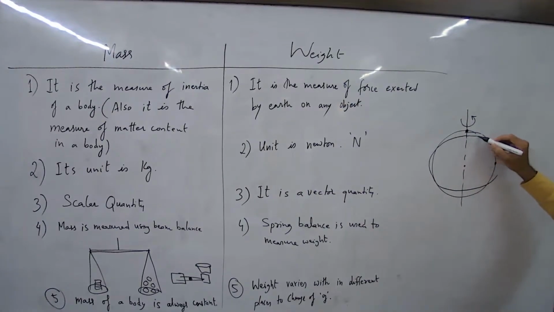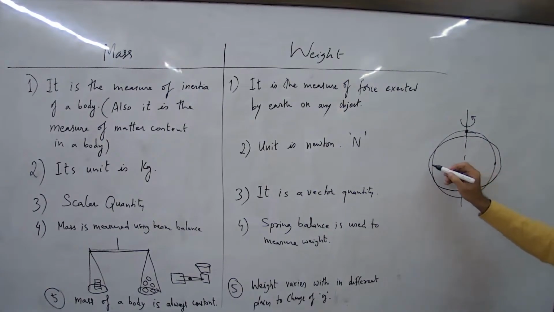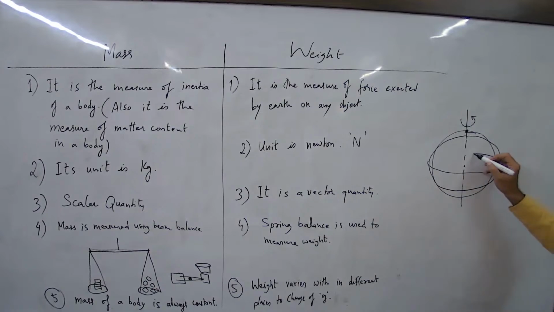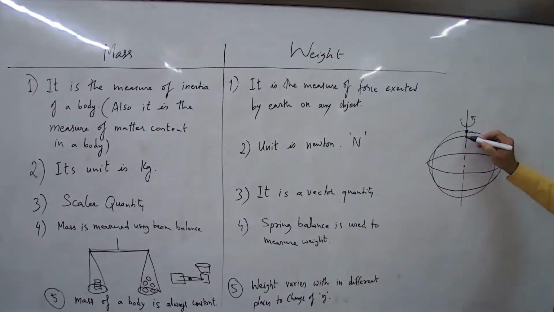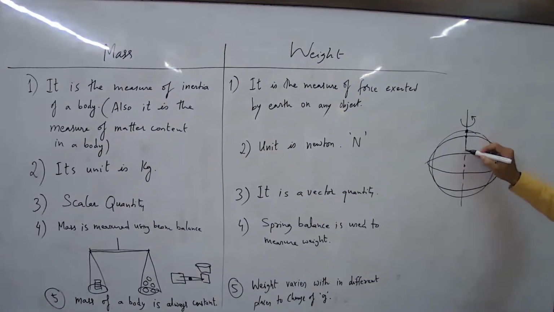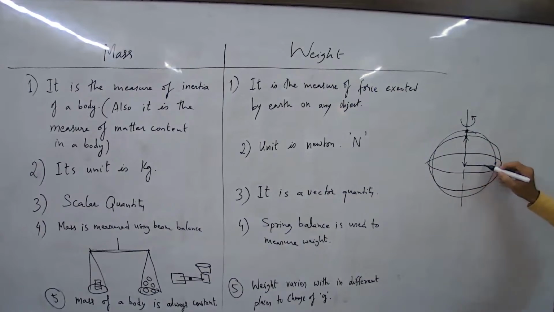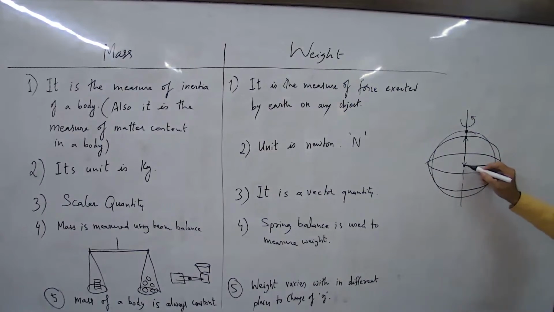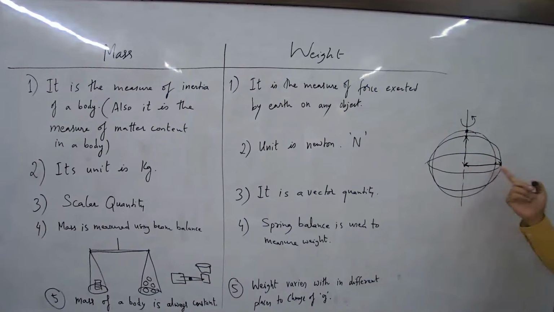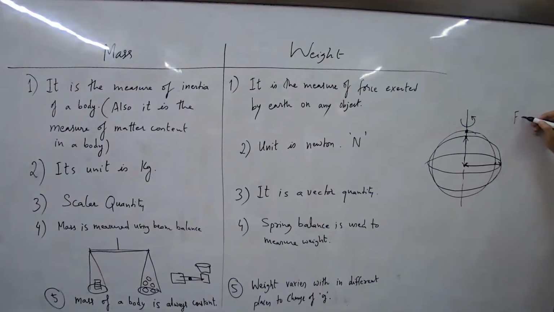It slightly bulges out around the equator. This is the shape of Earth. So now what is the new distance from the center? So the pole becomes nearer to the center of Earth and the equator becomes farther. When the distance increases, what happens to force?